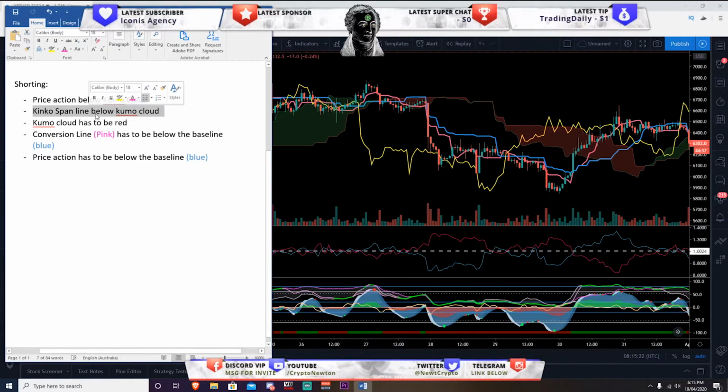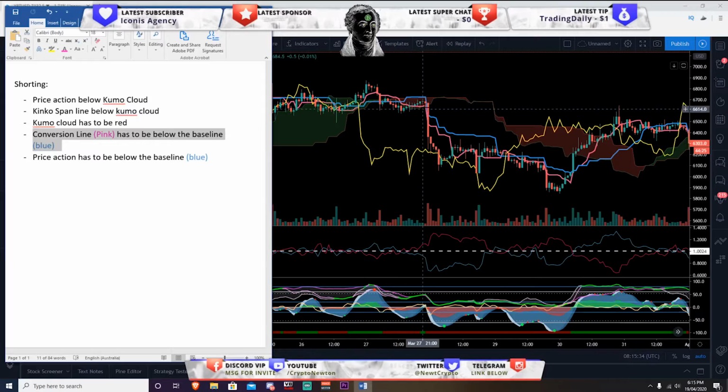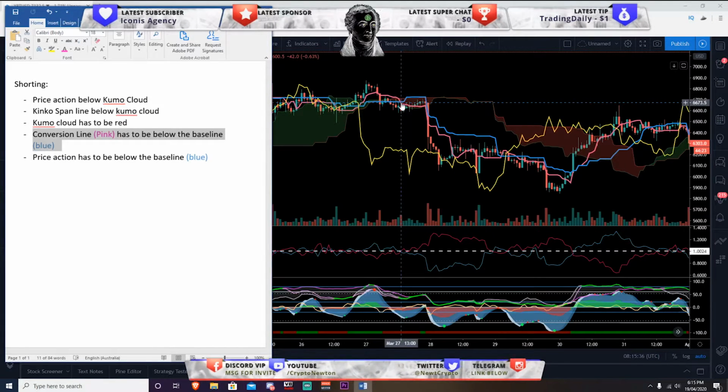The Kinko span line, which is the yellow, was below the Kumo cloud. The Kumo cloud has to be red, okay? So it was red right here. And it was actually red back here as well. The conversion line, which is the pink, has to be below the baseline blue. So it actually dropped below right here when they crossed. So that ticks that off as well.